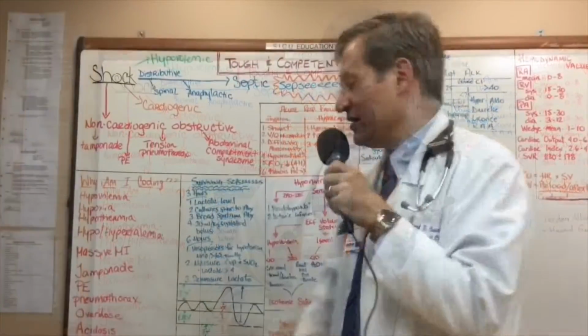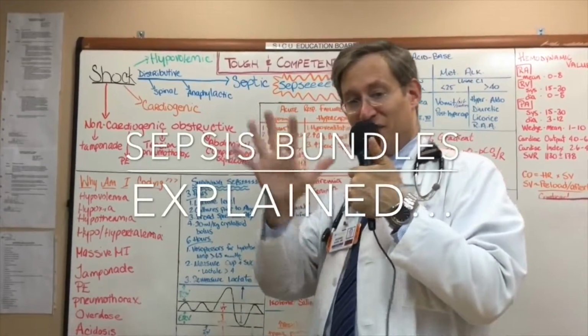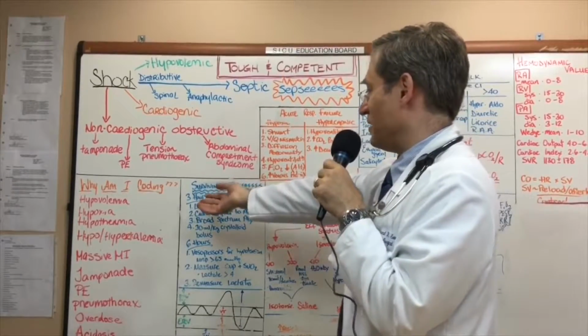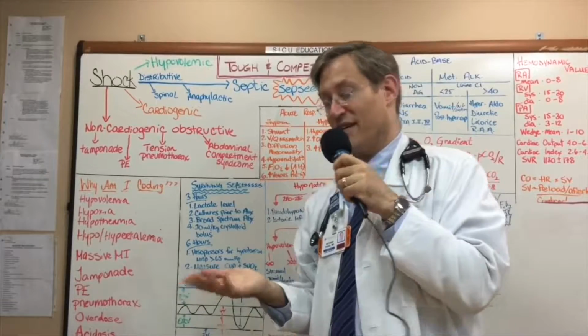These are important, especially when you're actively running a code, to think about these things that might be treatable. Excitingly, here is a description of the 3-hour and 6-hour bundles for the Surviving Sepsis Campaign guidelines, or as you can see here, Surviving Sepsis, for reasons I still don't understand.